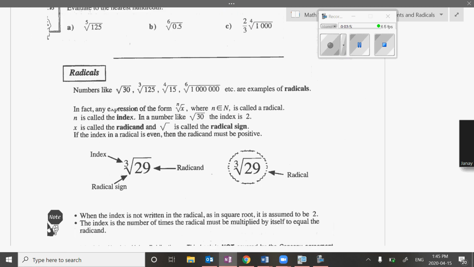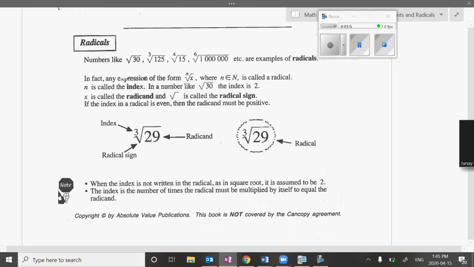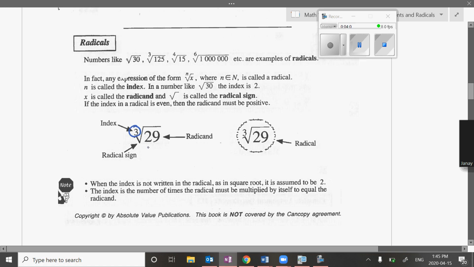So radicals, this is just a quick review of what a radical is again. So remember, the whole thing when that root symbol is there is called a radical. Our little number is called our index. And the number you're actually rooting is the radicand.